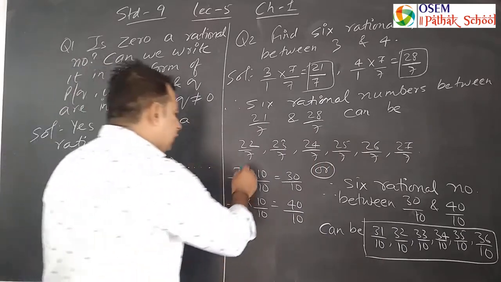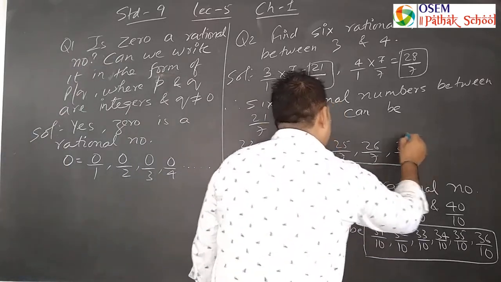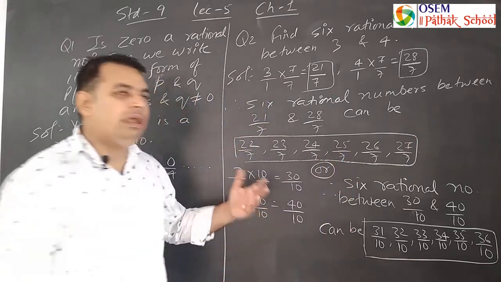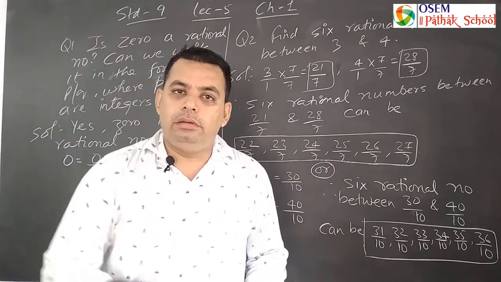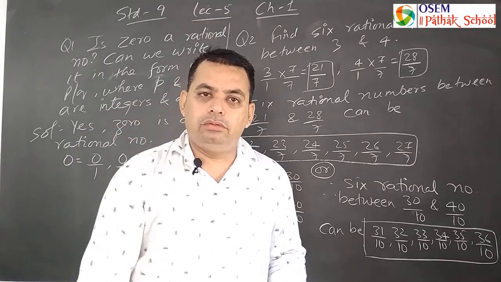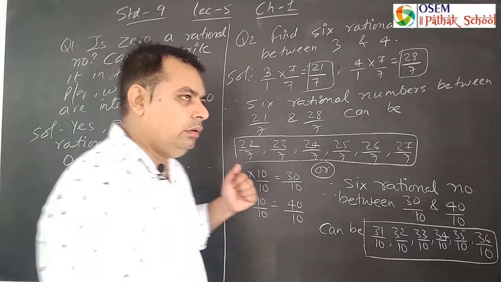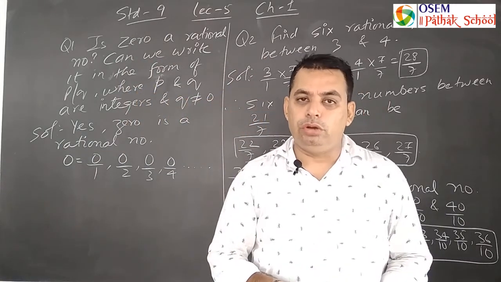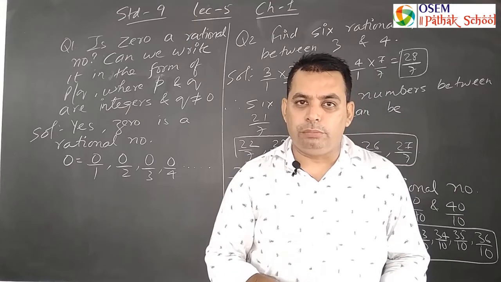Now you clearly see that both these answers vary. दोनों अलग हैं, because you can get different answers. Your answers can vary from your different answers. So you can take out by this way. This is the way to take out the rational numbers between the two numbers. Hope you have understood the topic.